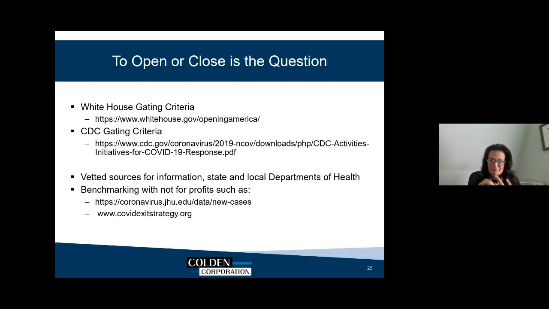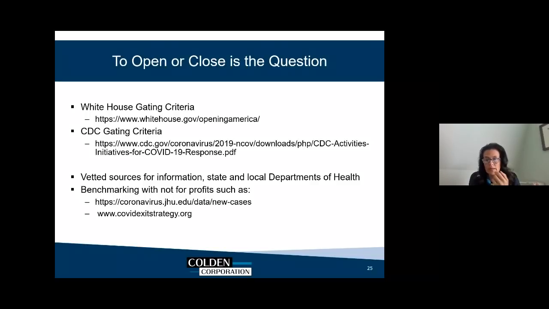But are the people ready? You know, and I'm still seeing a lot of really scared folks, and it is what it is. And so people are going to be all in stages of their comfortableness to come back to the office. The criteria that are listed here, the White House and CDC gating criteria, largely are the same thing. The CDC is a little more detailed, but really thinking about case counts in the area, percent positivity, but really encouraging you to absolutely look for vetted sources of information, and that's going to come from your state and local departments of health. Okay, there's a lot of crowdsourced stuff out there.